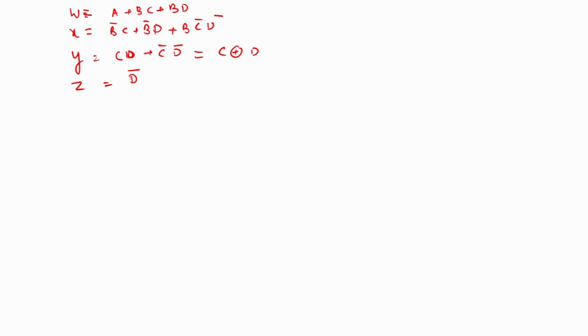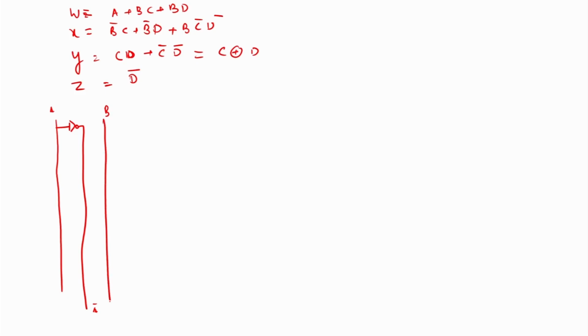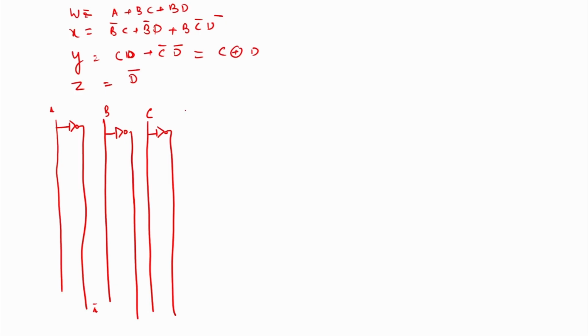This means here we will write, when we design a circuit, this is what? A, this is A complement. Similarly, B, this represents B complement. Similarly, C, this represents C complement. Similarly, D, and this represents D complement.